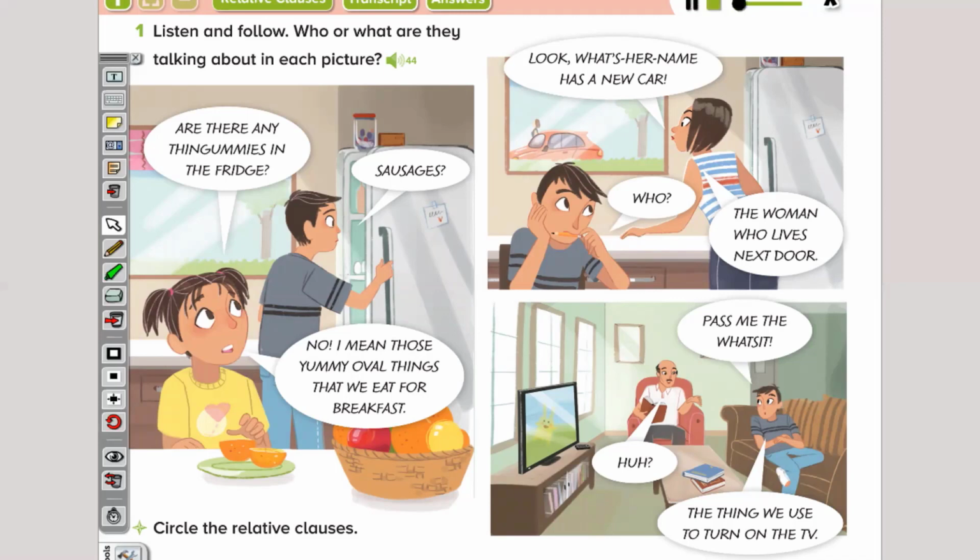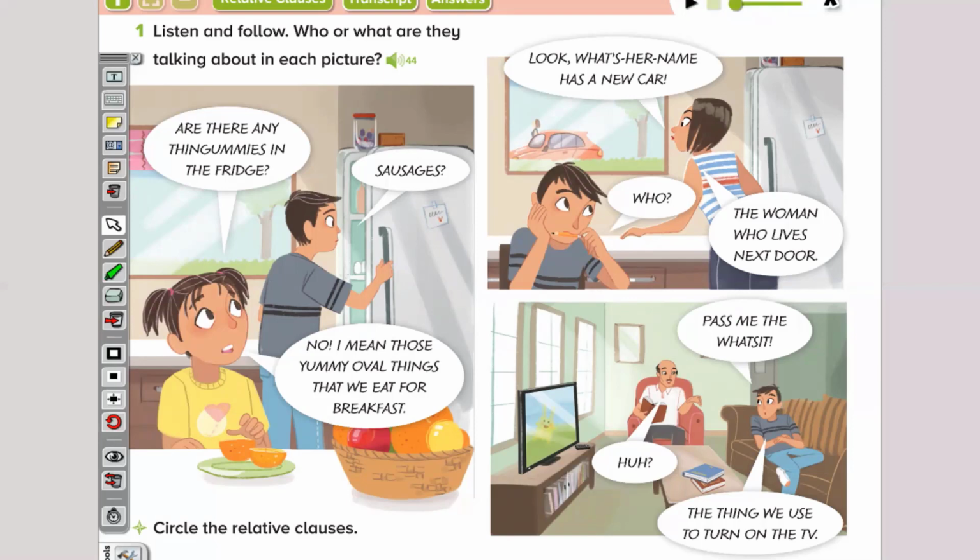1. Are there any thingamies in the fridge? Sausages? No, I mean those yummy oval things that we eat for breakfast. 2. Look, what's her name has a new car. Who? The woman who lives next door. 3. Pass me the what's it? Huh? The thing we use to turn on the TV.